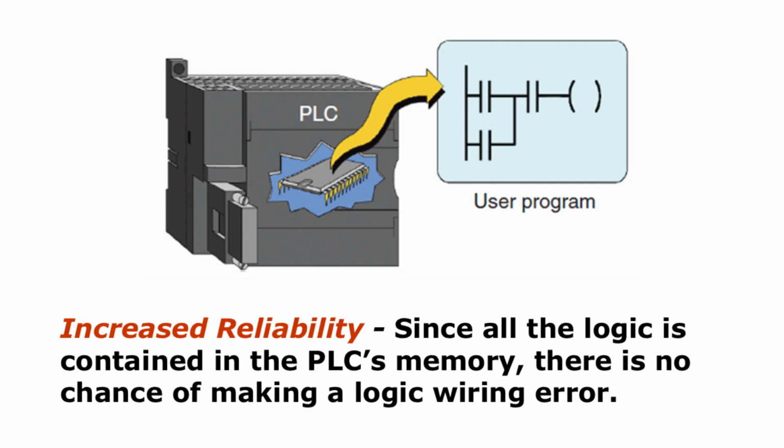Far less to go wrong. This reliability is one of the main reasons PLCs are trusted in mission-critical industries like automotive, chemical processing, and energy. Next, we'll examine how PLCs are more flexible.